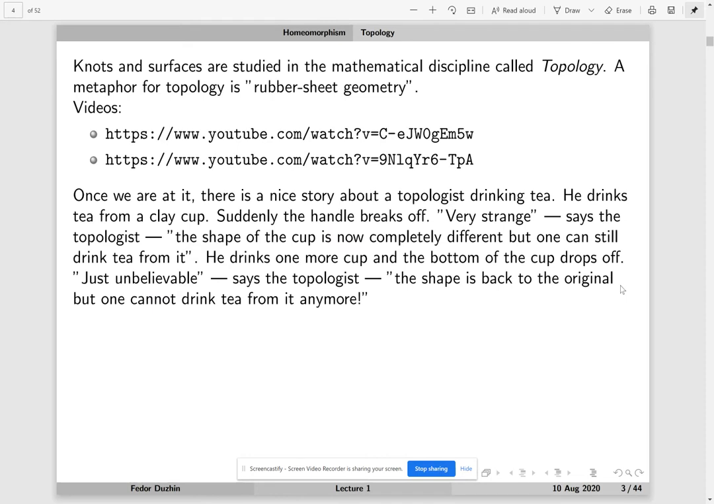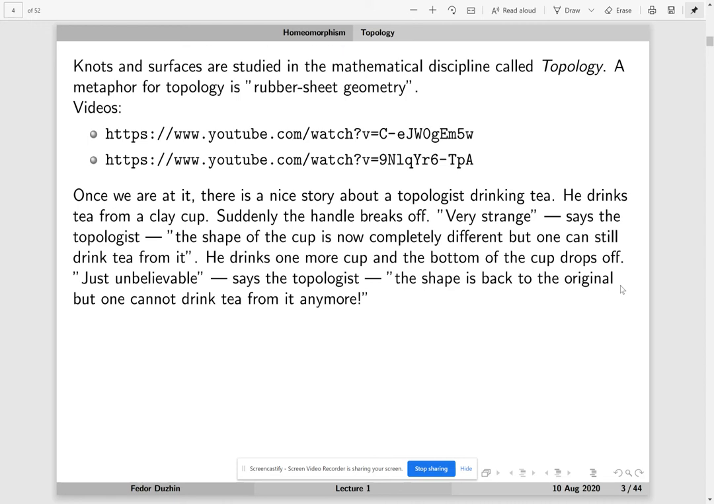And because of this, we have this sort of topological joke. The story goes like this. There was a topologist. He was drinking tea from a clay cup, and suddenly the handle breaks off. Very strange, says the topologist. The shape of the cup is now completely different, but one can still drink tea from it. Because there is no handle, from the topological point of view, it's a different shape.